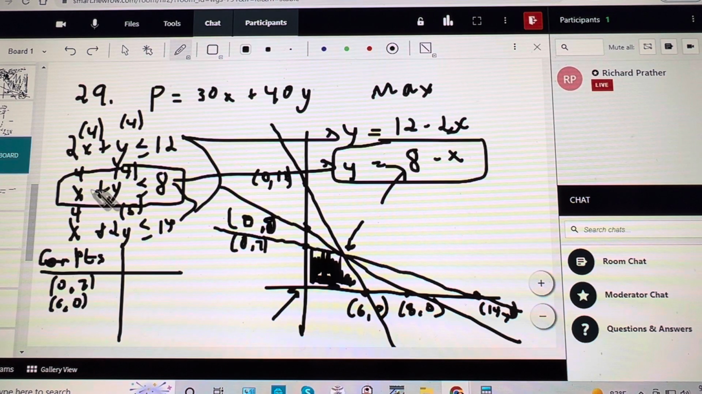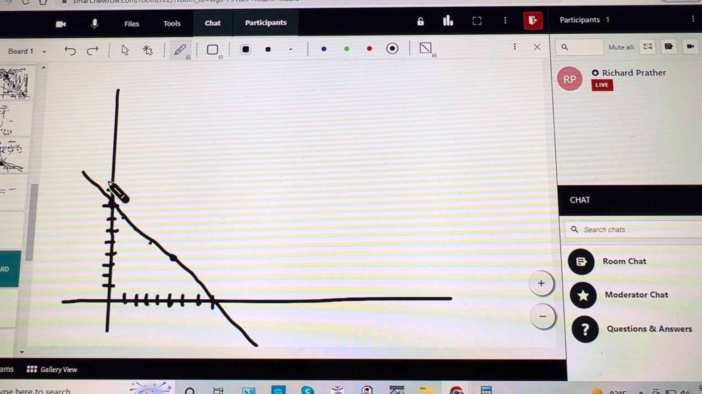That one and this one both cross there. So if you start at 12 and go down 2 over 1, 9, 10, 11, 12, down 2 over 1, down 2 over 1, down 2 over 1, down 2 over 1, got the right 10, 8, 6, 4, right there. Those two definitely cross at 4, 4, because I figured that out algebraically. This is the 4, 4 point.